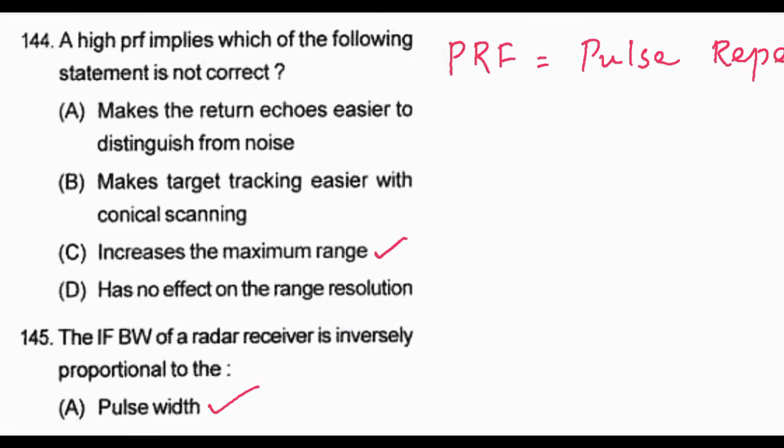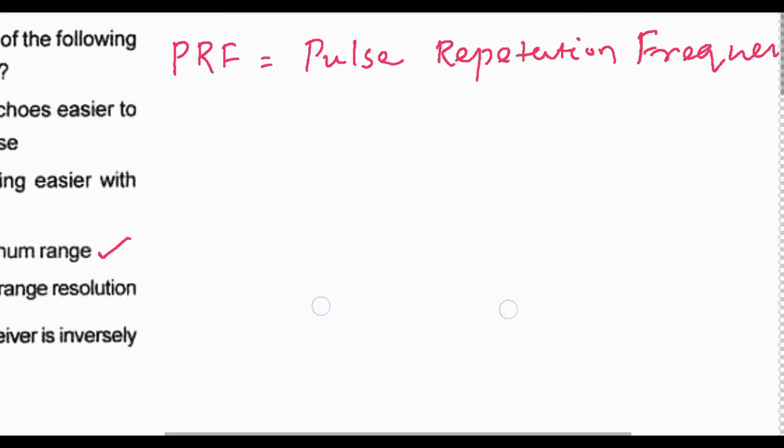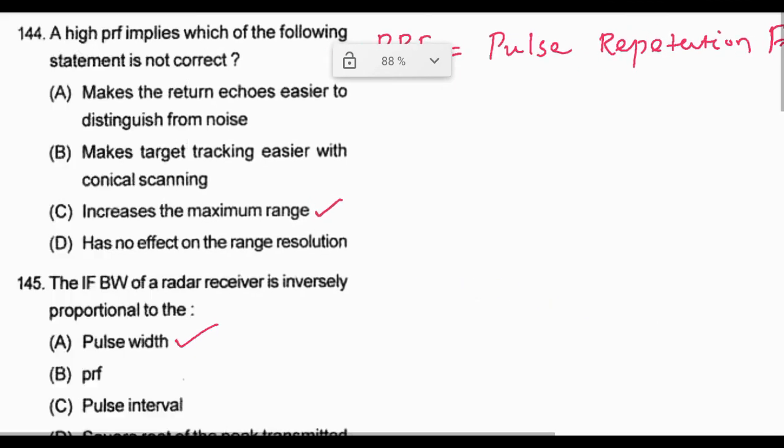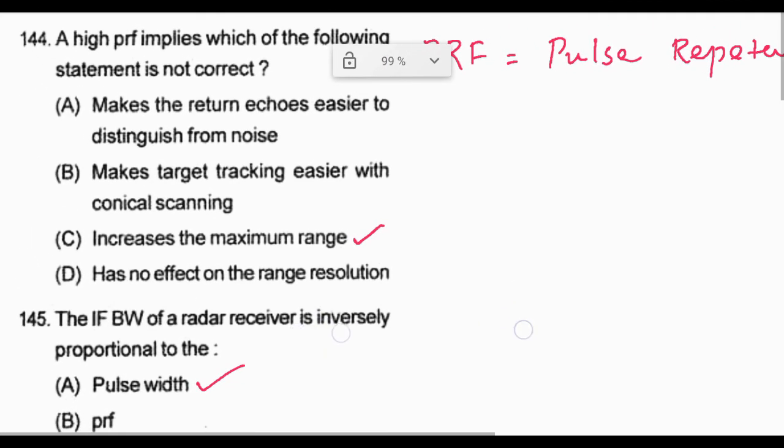144. A high PRF. What is PRF? PRF is the pulse repetition frequency. Implies which of the following statements is not correct? Option A, makes return echoes easier to distinguish from noise. Option B, makes target tracking easier with conical scanning. Option C, increases the maximum range. Option D, has no effect on range resolution. Here option C is not correct.